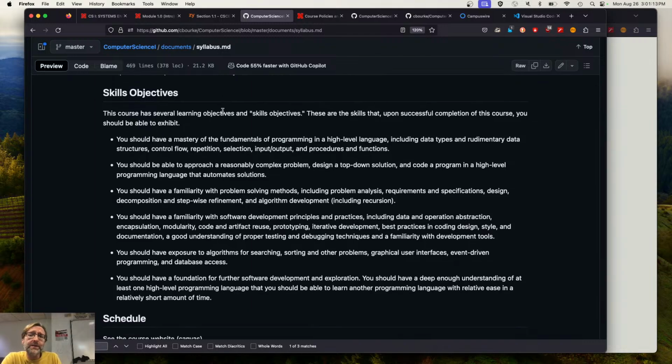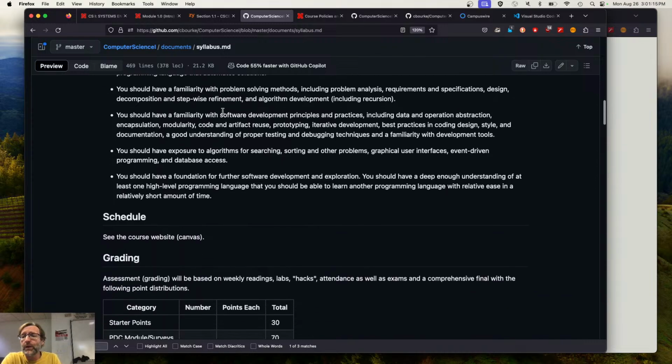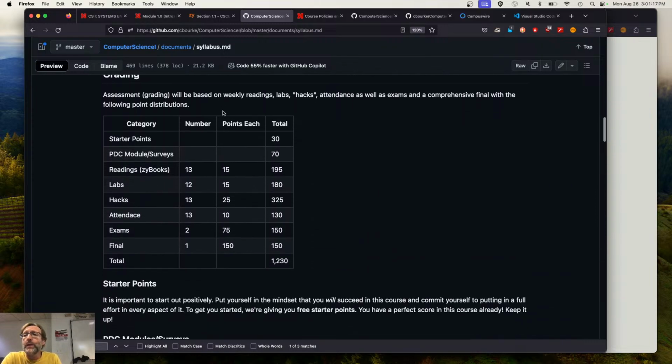These are the skills objectives that you should have at the end of this course. The schedule is in Canvas. There are the point distributions. Everybody already has 100% in this course because they give you 30 points for free, even though it doesn't add up properly.